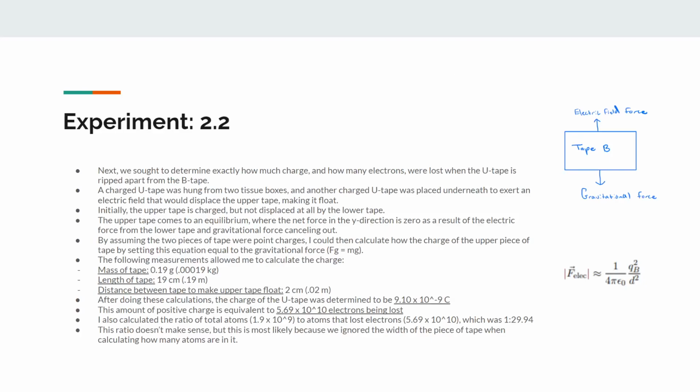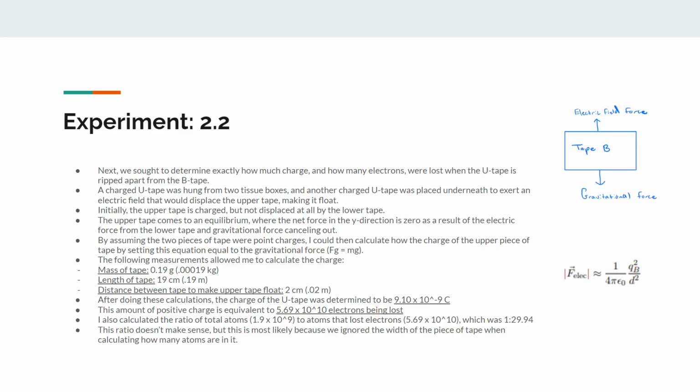For the next part of the experiment, we sought to determine exactly how much charge and how many electrons were lost when the U-tape was ripped apart from the B-tape. A charged U-tape was hung from two tissue boxes, and another charged U-tape was placed underneath to exert an electric field that would displace the upper tape, making it float. Initially, the upper tape is charged, but was not displaced at all by the lower tape until the lower tape was brought near it.